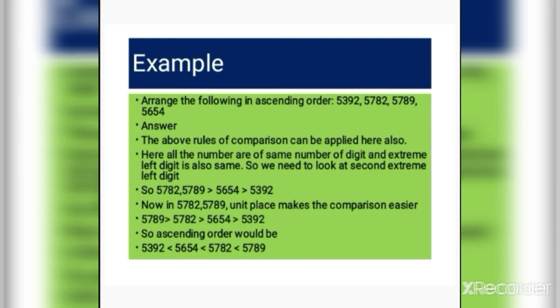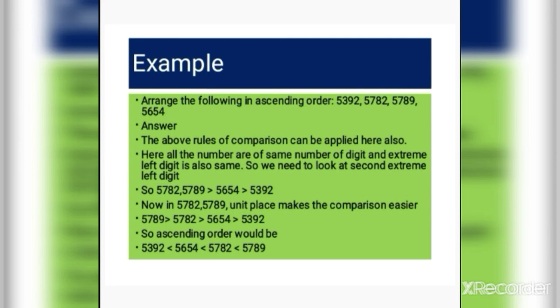Here we got the answer that 5789 is the greatest, then 5782, third one 5654, and the last, smallest one is 5392.